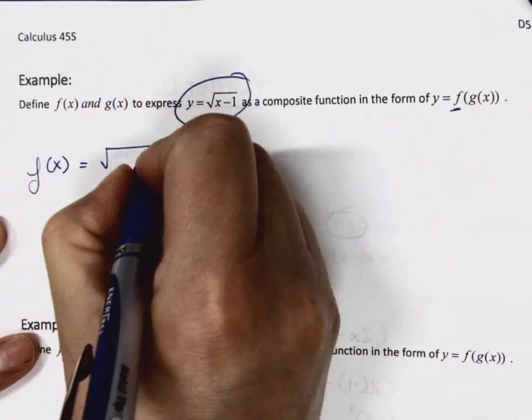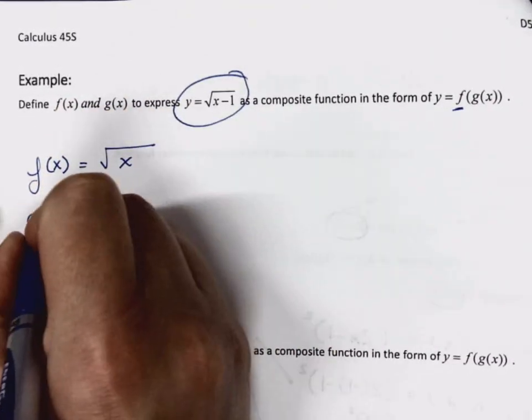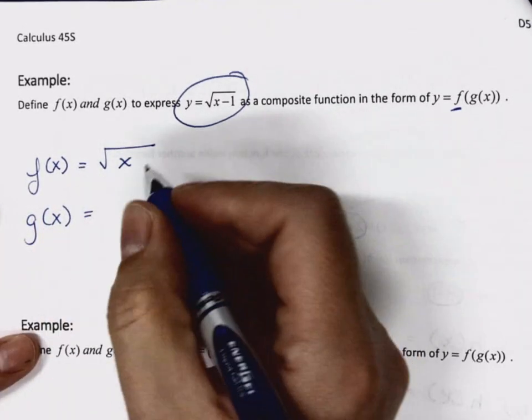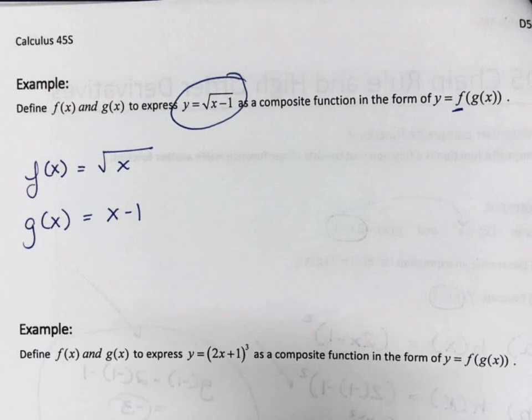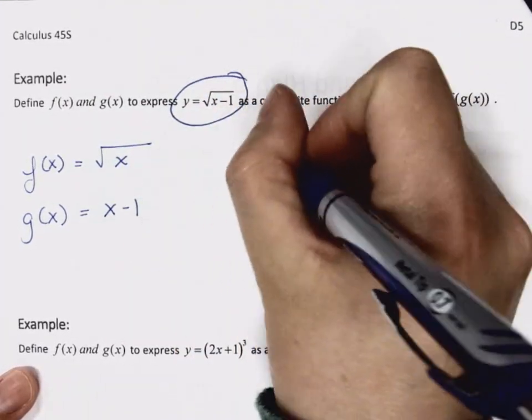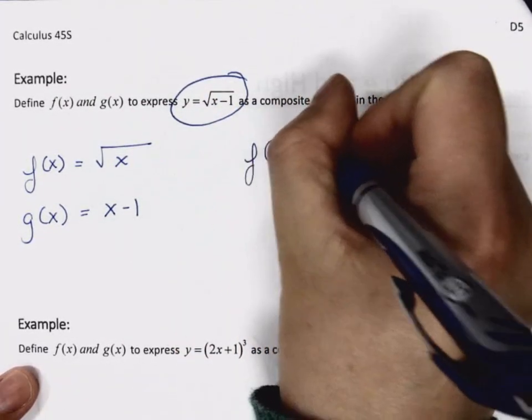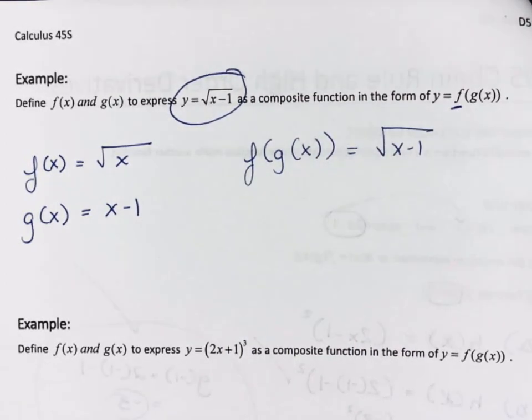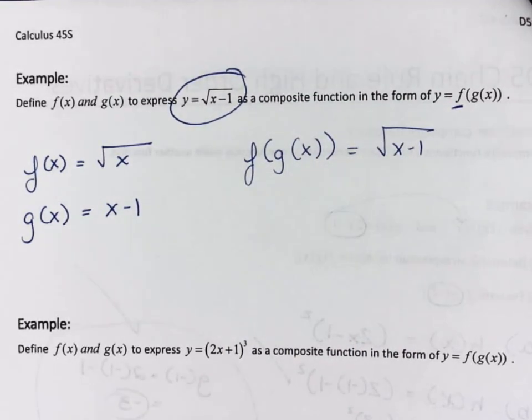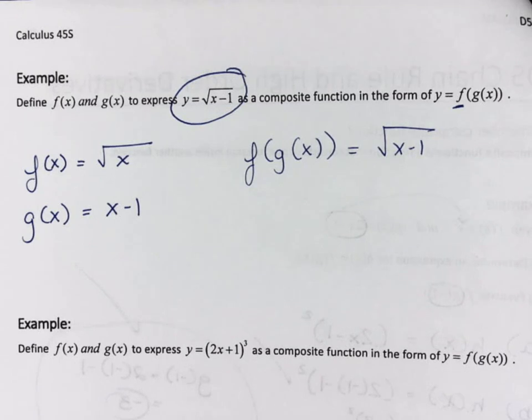And what would you say your g of x is? X minus 1. Because if we put those back together, if we did f of g of x, it would result in that equation. And we did this for a little bit in grade 12. And people ask, like, how do you know? But it is really just kind of looking at it and pulling it apart.